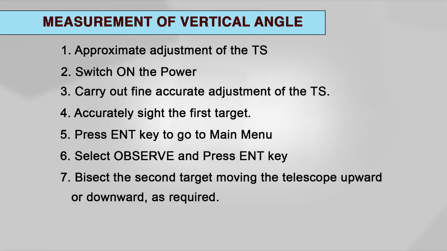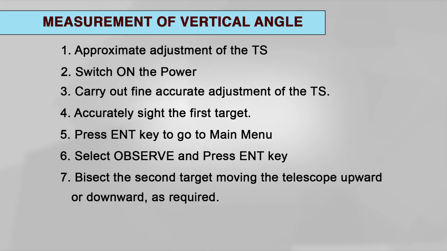First, approximate adjustment of the total station, as we discussed previously in setting up the total station. Then switch on the power and carry out fine accurate adjustment of the total station. The next step is to accurately sight the first target, that is point P. Then press the enter key to go to the main menu. Select observe and press enter, and bisect the second target, moving the telescope upward or downward as required.